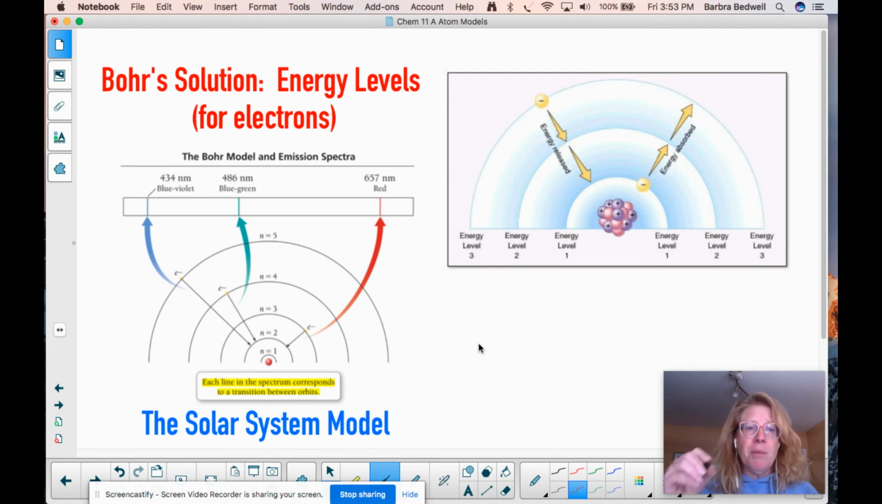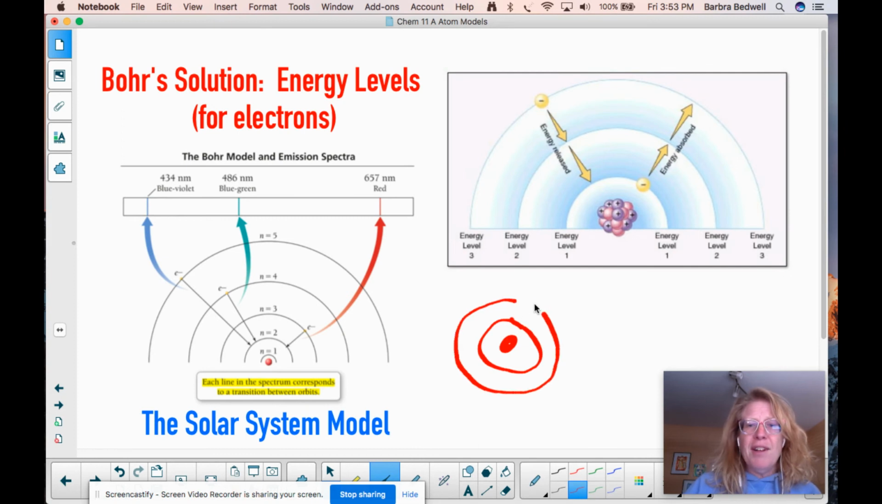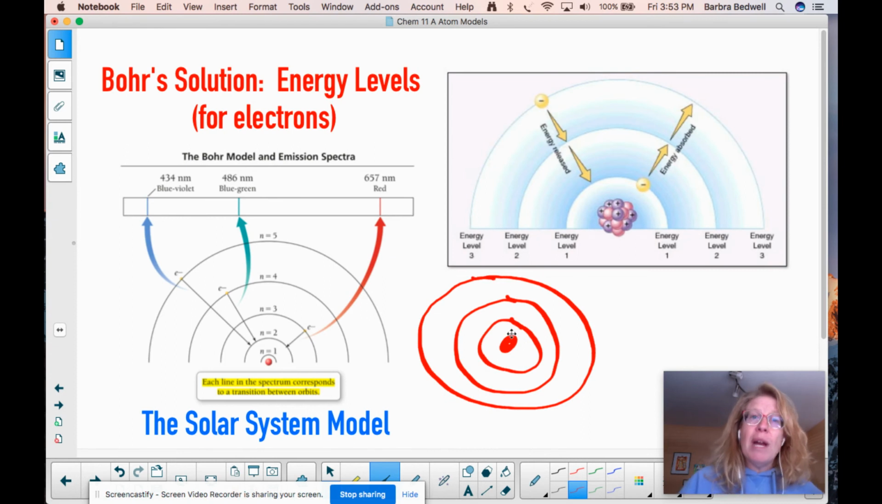And he pictured them like being orbits. So that's where he had that drawing where he had the nucleus in the middle and some electrons in the first energy level and electrons in the second energy level and electrons in the third energy level. And what he said was that the colors that were being given off were from when these electrons were starting in one spot, jumping up someplace, and then falling back down. And that absorbing and releasing energy is actually what caused the colors.